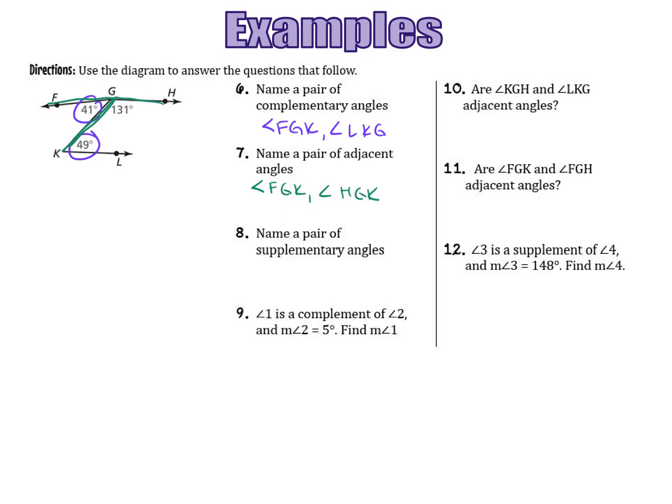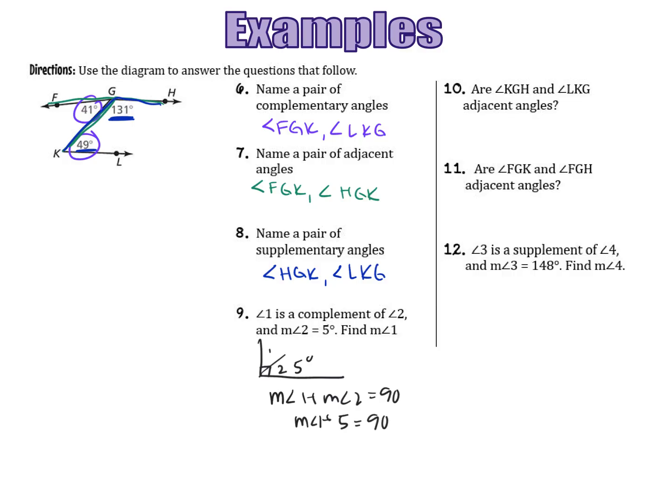Supplementary angles, two angles that add to be 180 degrees, well, 131 and 49 add to be 180 degrees. So angle HGK and angle LKG. Number 9, we're going to draw our own little picture for, but it says angle 1 and angle 2 are complements. So they're going to add to be 90 degrees, 1 and 2. If the measure of angle 2 is 5 degrees, find the measure of angle 1. Well, the measure of angle 1 plus the measure of angle 2 is 90, and we're substituting in 5. So the measure of angle 1 plus 5 is 90. So the measure of angle 1 is 85 degrees.